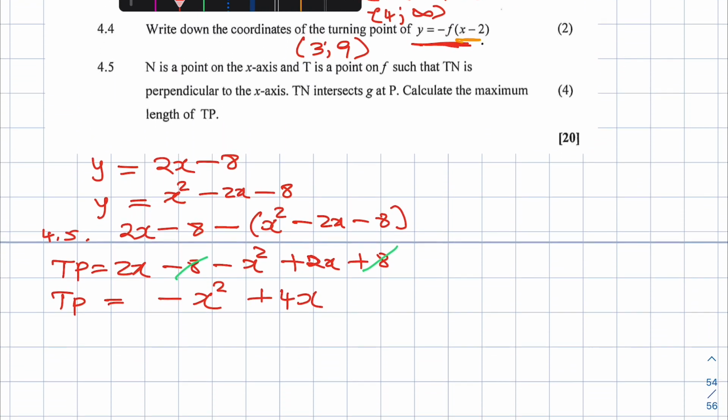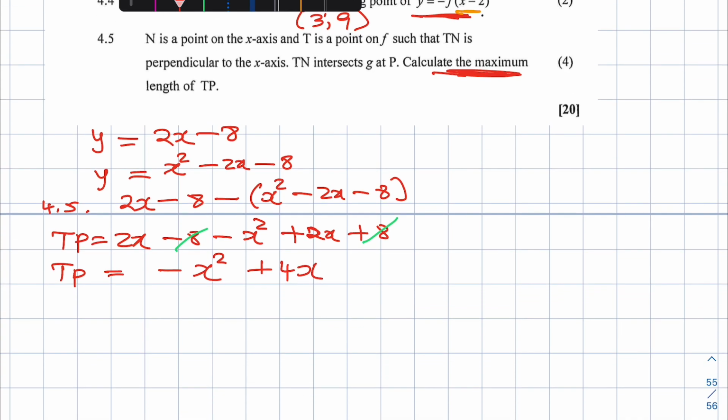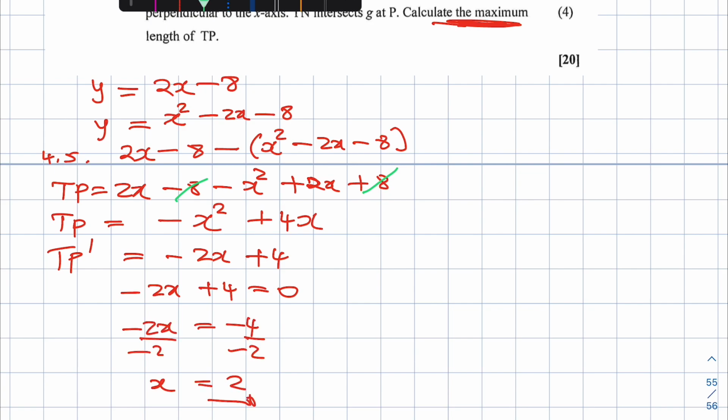Then because they are talking about the maximum length, maximum and minimum, first derivative equal to 0. Then we solve for x. So we'll say TP prime is equal to minus 2x plus 4. Then you make that equal to 0. We have minus 2x plus 4 equal to 0. Then you solve for x. X is equal to 2. Then we substitute this 2 into the equation for TP to get the maximum length.